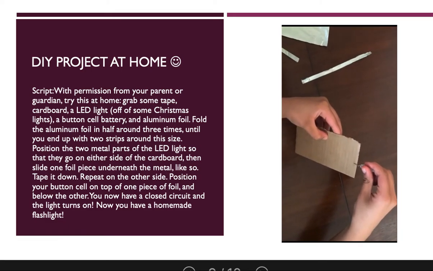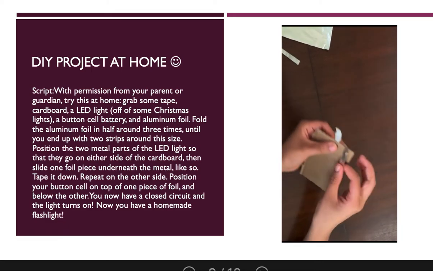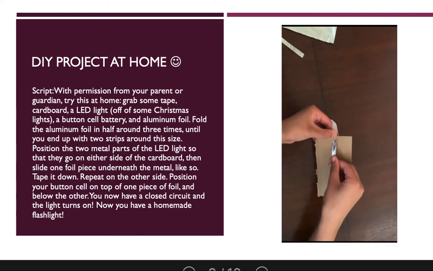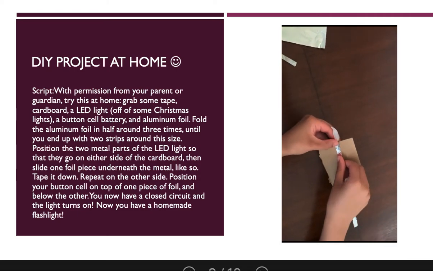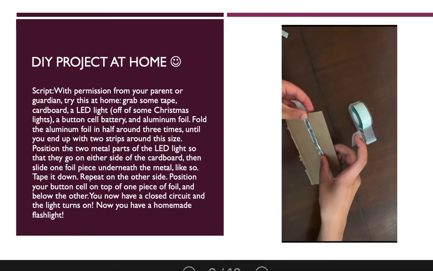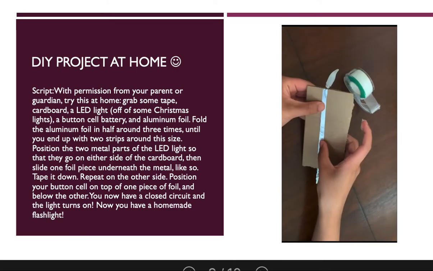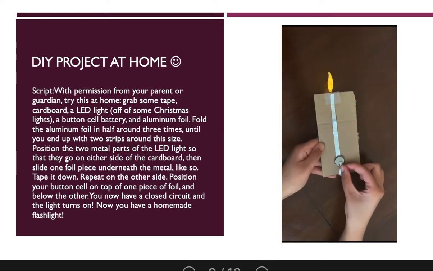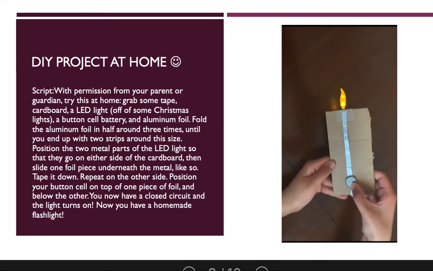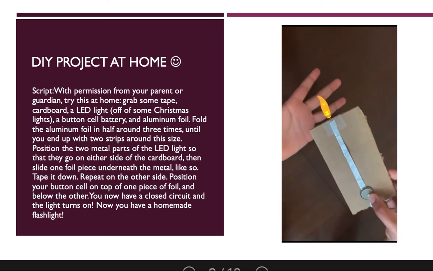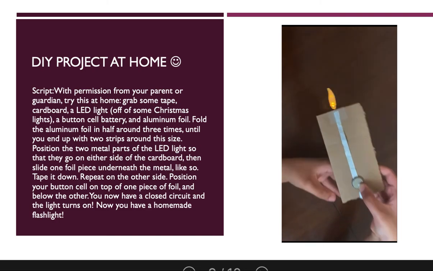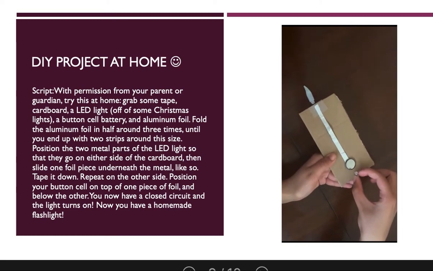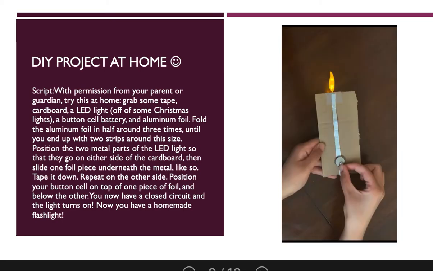Position the 2 metal parts of the LED light so that they go on either side of the cardboard. Then slide 1 foil piece underneath the metal, like so. Tape it down, and repeat on the other side. Position your button cell on top of one piece of foil and below the other. You now have a closed circuit and the light turns on. You made your homemade flashlight.